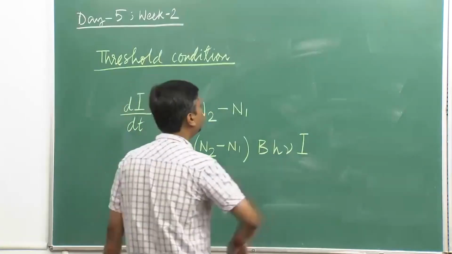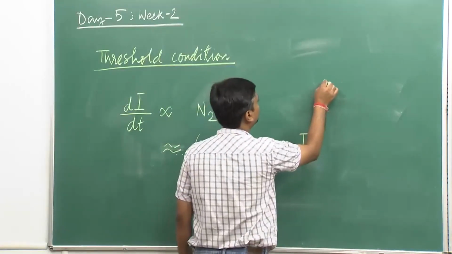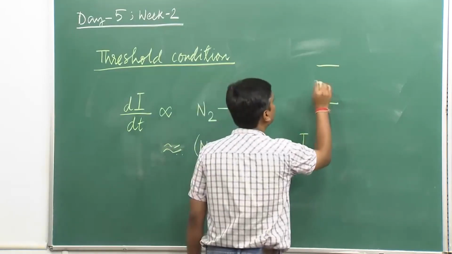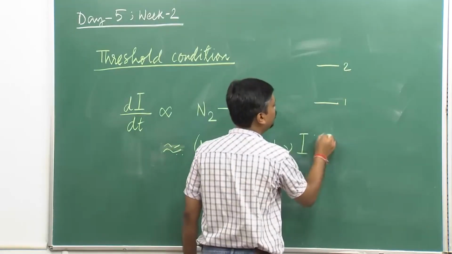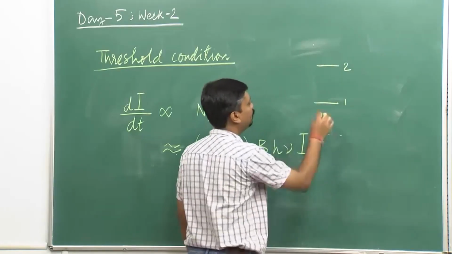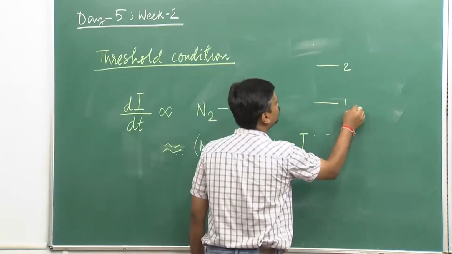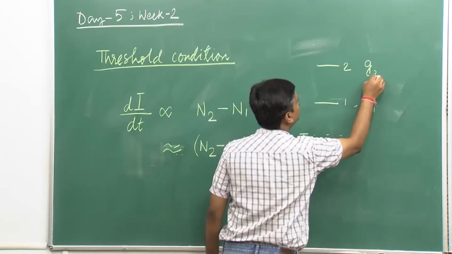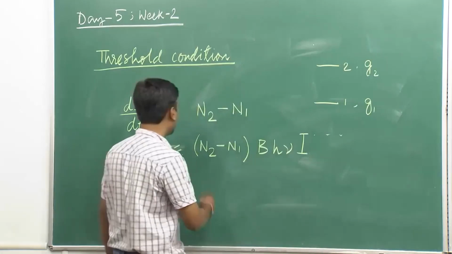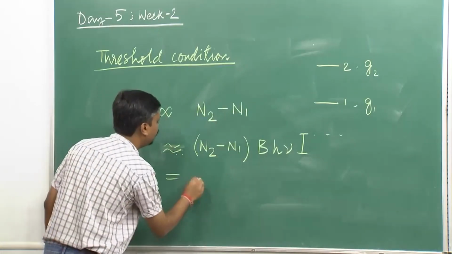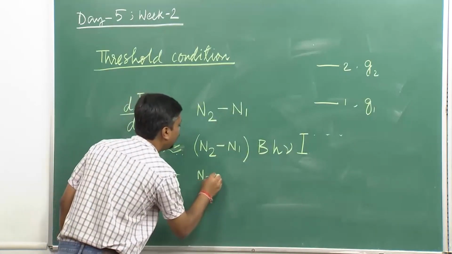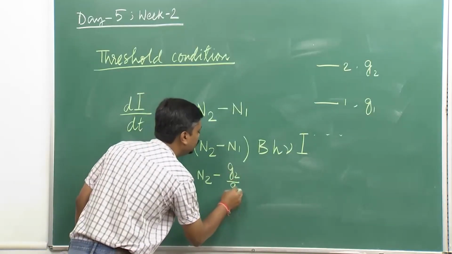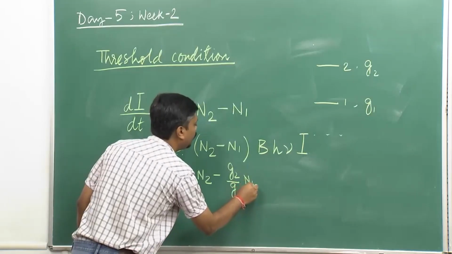So, these are the two levels involved in the lasing action. This is level 2, this is level 1. You can have some other levels here and there, I do not care about that. Now, the degeneracy corresponds to this: if it is G1 and this is G2, then I can write this one as N2 minus G2 by G1 N1.